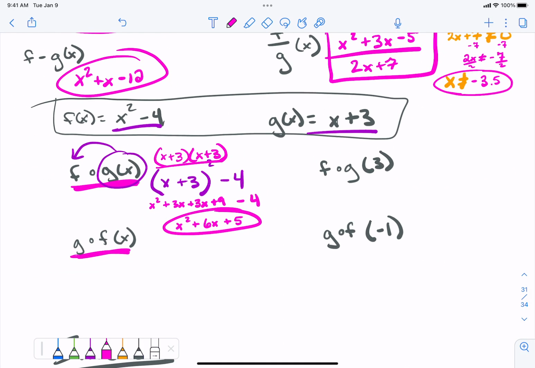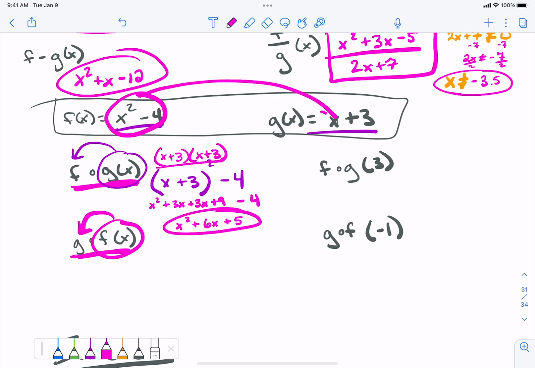All right. Now g composed of f means that this one's going inside of the g, right? This is going in right here. You see if you can do that. That one's easier. Plug that one in there. You don't have to foil. x squared minus 4.